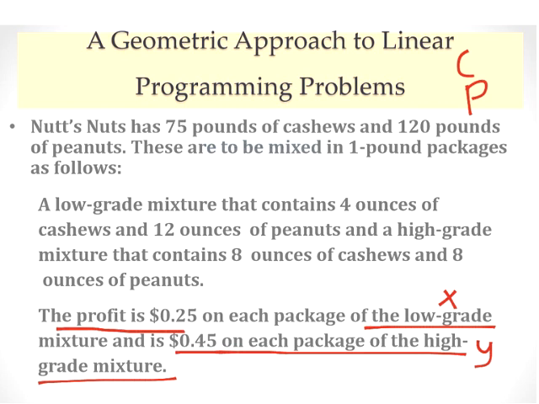So we have 75 pounds of cashews, meaning that we can only use up to 75 pounds of cashews for all of the products. We cannot use up to 85 pounds because we don't have 85, we only have 75 pounds. And for the peanuts, we only have 120 pounds. The same thing, that is our limitation. We cannot use 200 pounds because we only have 120 pounds available for the peanuts. Alright. And then it says that our mixture is in 1 pound packages. For the low grade type, we have 4 ounces of cashews and 12 ounces of peanuts.